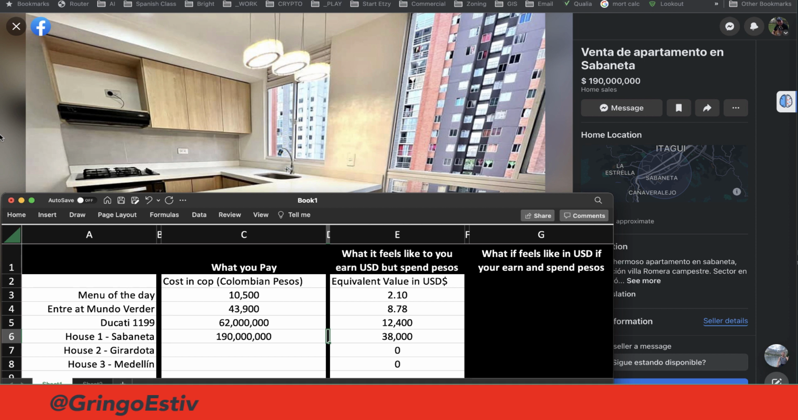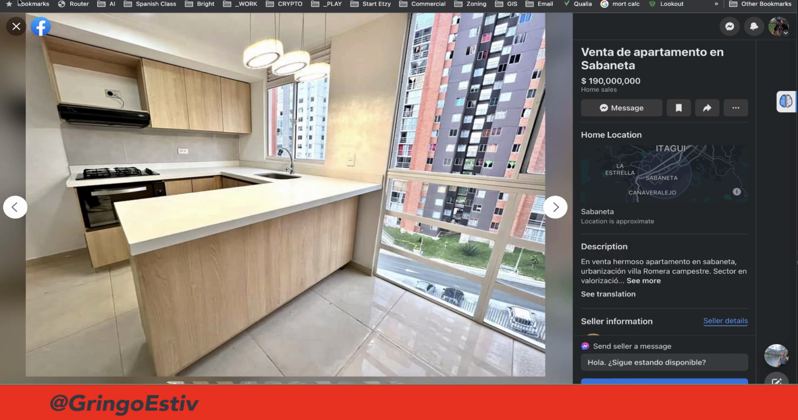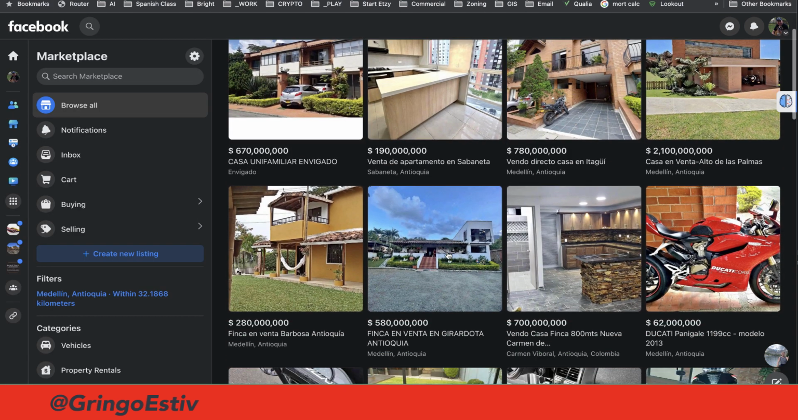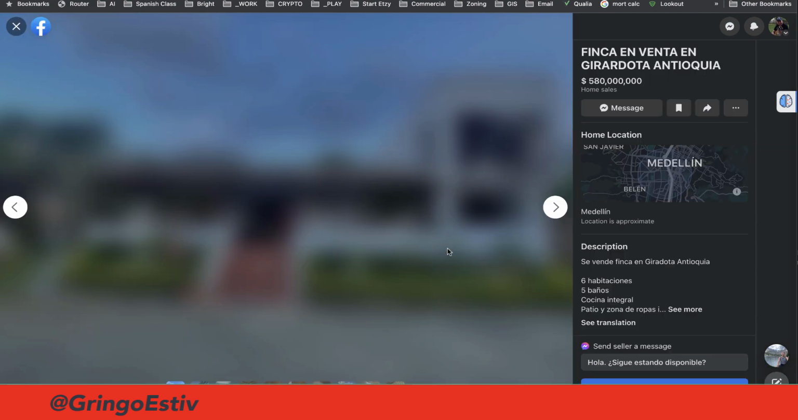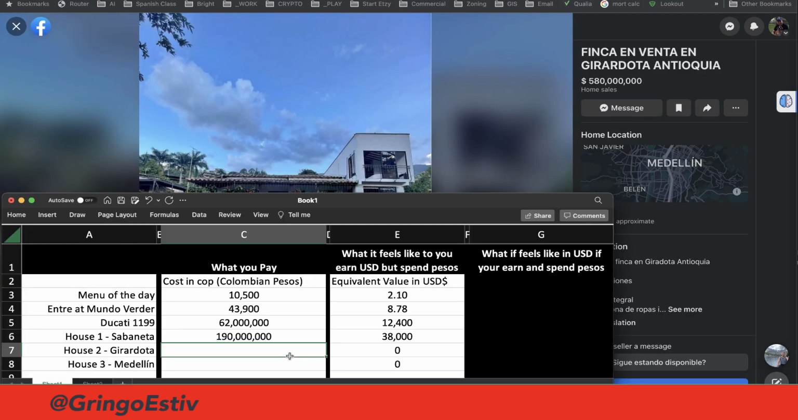Again, let's not talk electronics because those are obscenely expensive there. Yes, that's a really good deal for you. Now let's look at this other house just to start bringing the numbers up a little bit. So this house, 580 million pesos, right? So 580, 123, 123. And again, we're going to remove the last 3 zeros and then divide the rest by 5. And we come up with 116,000 US dollars.